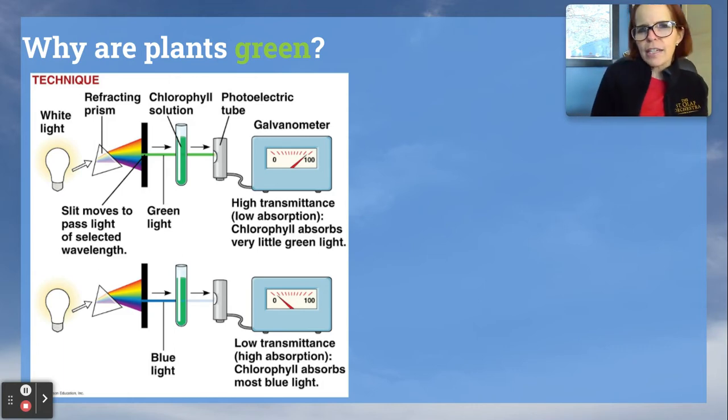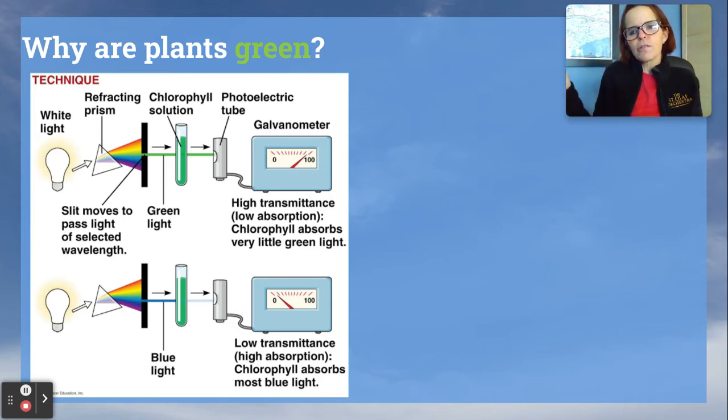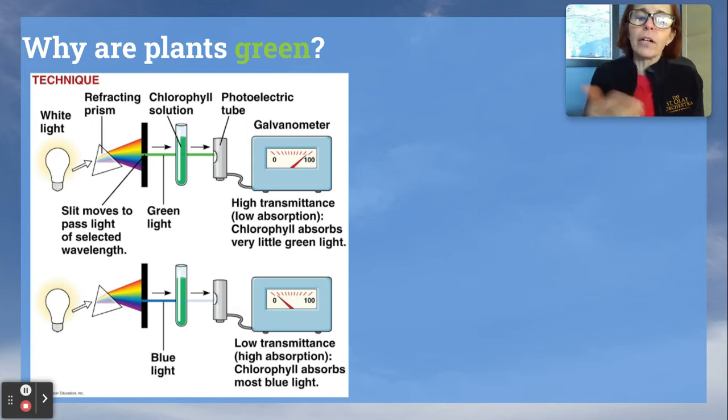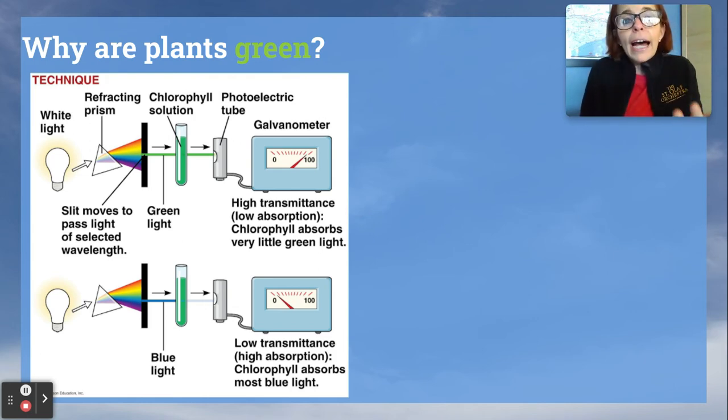So in the first example, they're showing just green light, and they have a solution in the test tube of chlorophyll. And notice that the green light passes through the chlorophyll solution to a photoelectric tube. Photoelectric tubes basically collect light and turn it into electricity, and the galvanometer records how much electricity. And notice that there's lots of electricity because lots of the green wavelengths are passing through the chlorophyll solution. We call it high transmittance and low absorption.